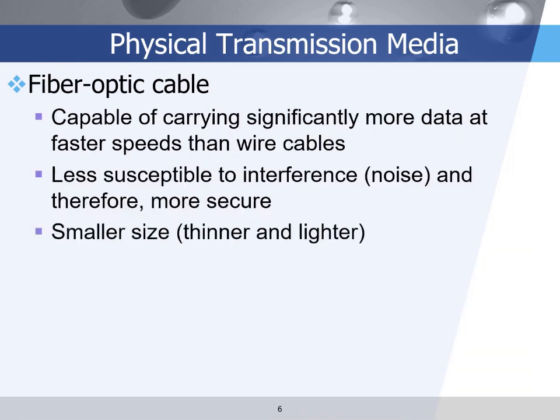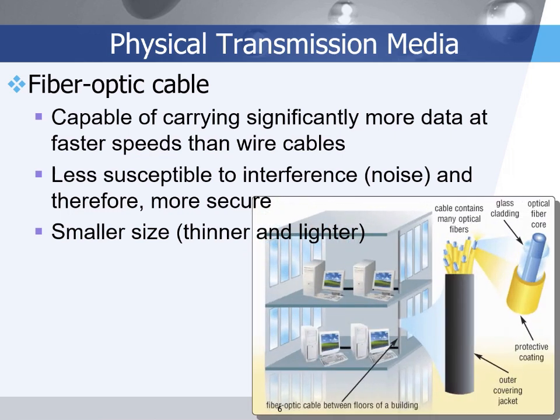The fiber optical cable is capable of carrying significantly more data at faster speed. It's actually near the speed of light, because the signal transmitted in the fiber optical cable is actually light. So the speed is pretty fast. This type of transmission media is really used for the main network, and it's also used for long-distance connections.